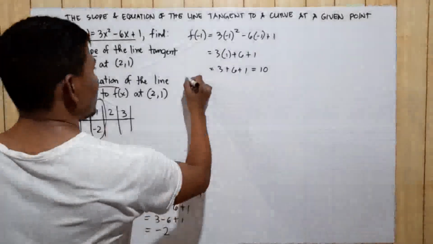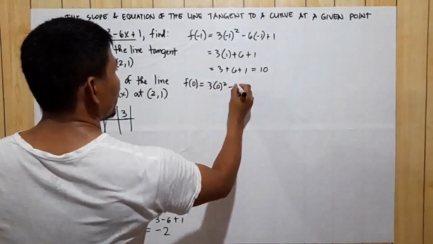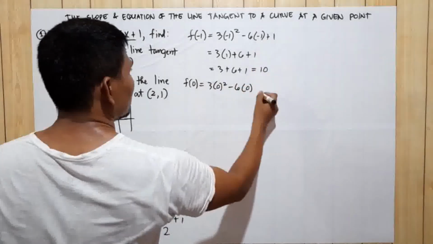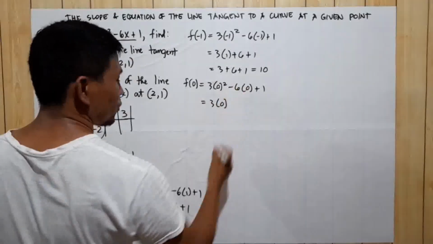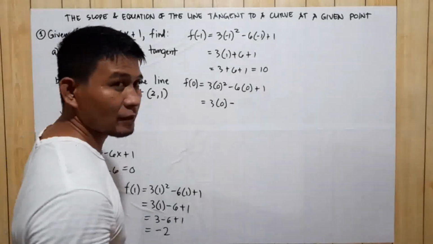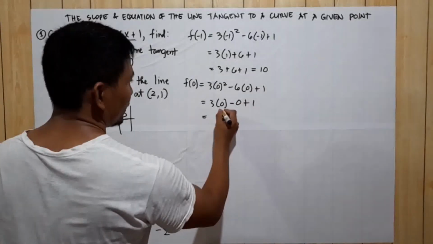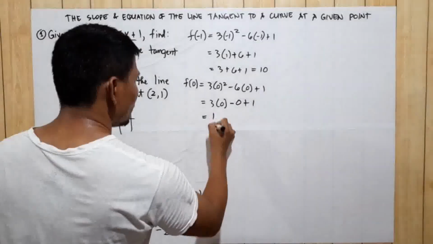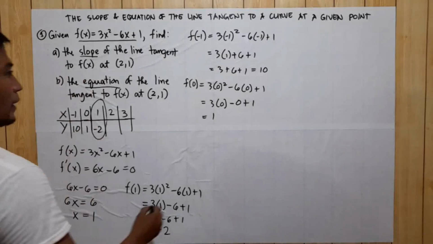So, 0, we have f of 0 equals 3 times 0 squared minus 6 times 0 plus 1 equals 3 times 0 squared is 0. So, 3 times 0 minus 6 times 0 is 0 plus 1. We have 0 minus 0 plus 1. So, f of 0 is 1. Meron po tayong 0 at 1.